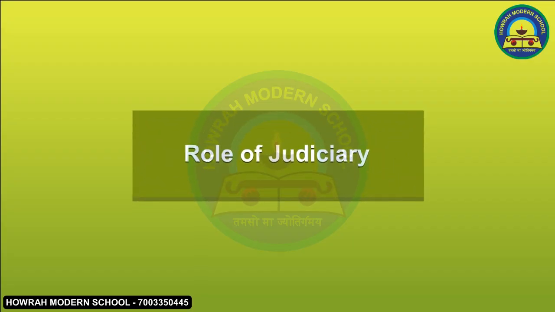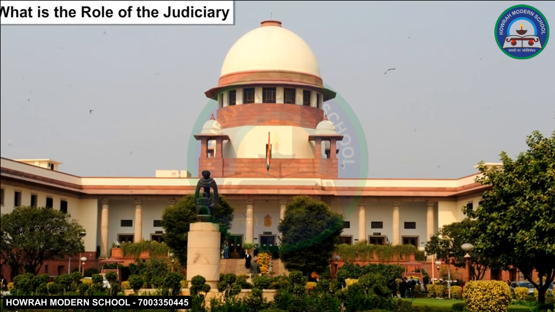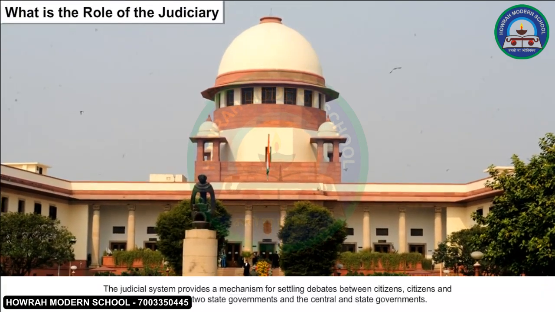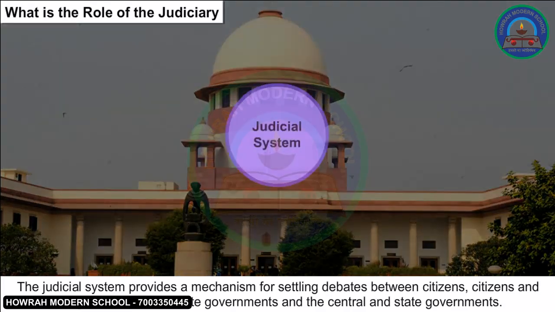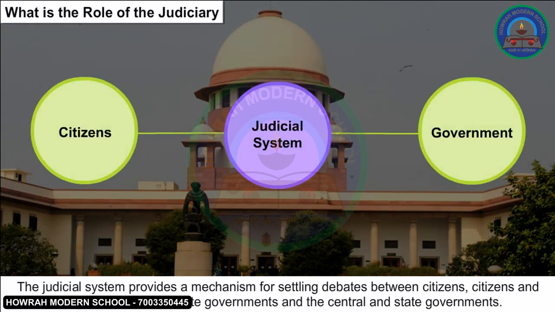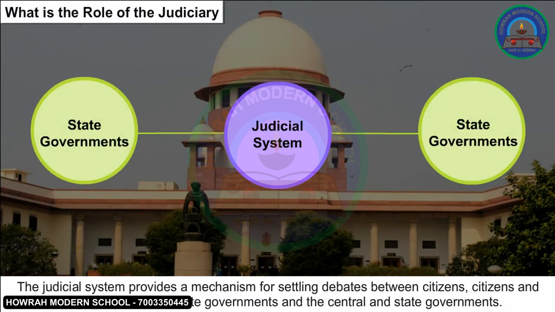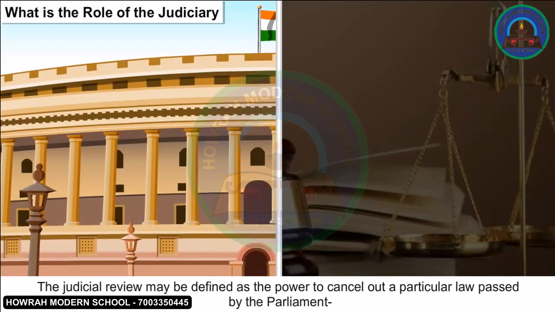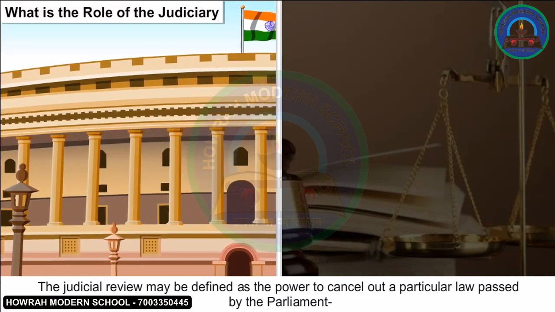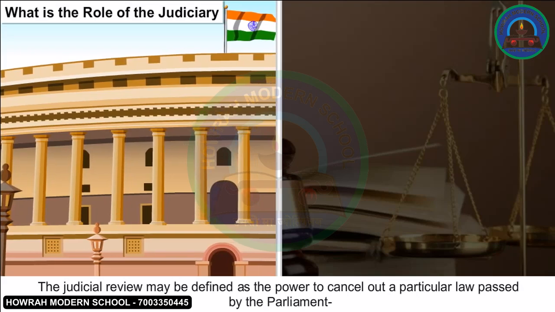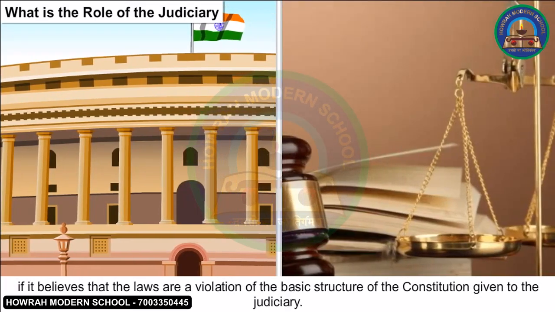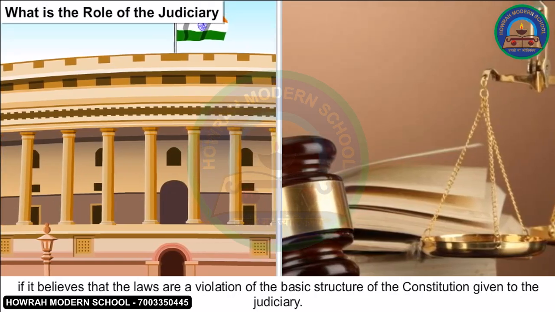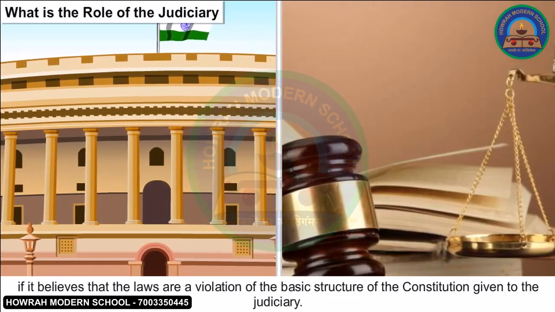Role of judiciary. What is the role of the judiciary? The judicial system provides a mechanism for settling debates between citizens and the government, two state governments, and the central and state governments. Judicial review may be defined as the power to cancel out a particular law passed by the Parliament, if it believes that the laws are a violation of the basic structure of the Constitution given to the judiciary.